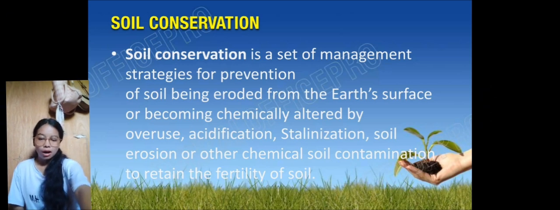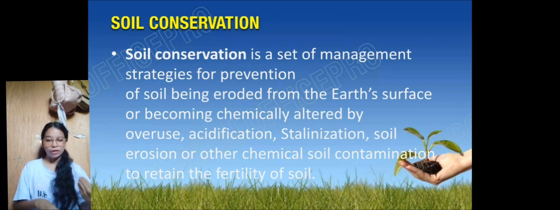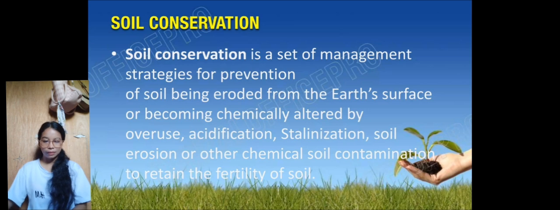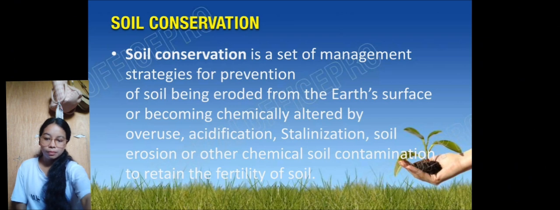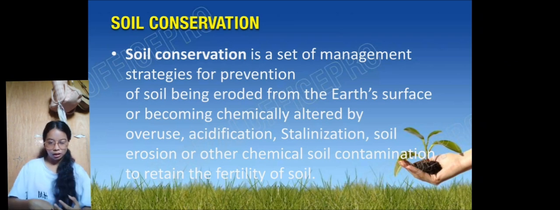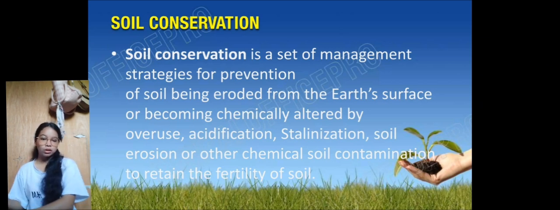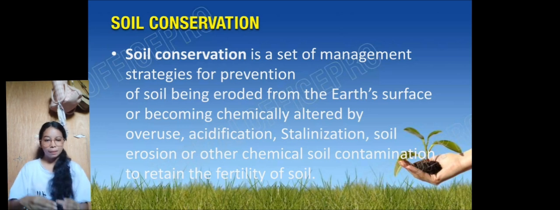So the soil conservation is a set of management strategies for prevention of soil being eroded from the earth's surface or becoming chemically altered by stagnation, soil erosion, or other chemical soil contamination, certain the fertility of soil. So sa karon is unsaon naton pag-conserve sa soil or unsaon naton pagbalik ang kadtong yuta nga healthy. Diba kay gikan naman to siya nahimo siya nga soil erosion or di na to siya healthy ang yuta, nagka-weak na ang yuta. So unsaon naton pag-conserve para mabalik to nga yuta?